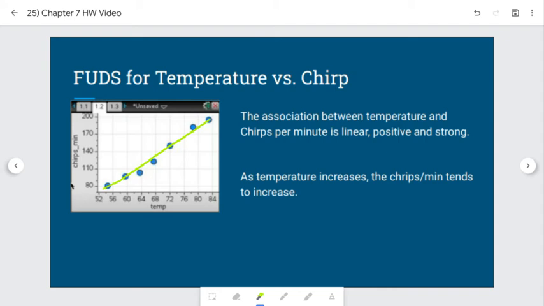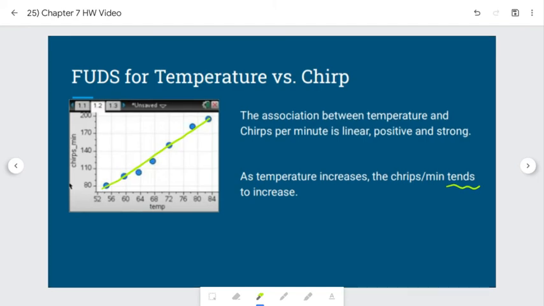Some people might also describe this as: as temperature increases, the chirps per minute tend to increase. Notice the word tends, because we're not going to say it happens every time, since there's always data that might lead us a different way. So we don't want to ever say that we're so sure. We always add terms like about and approximately, just to make sure we don't put anything too perfect.